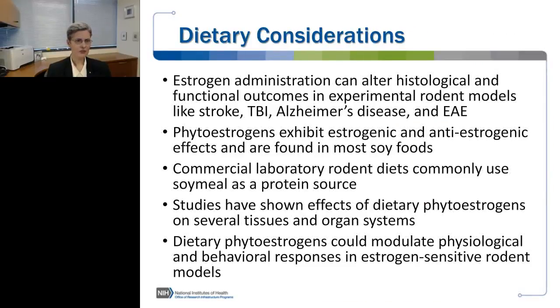Now I want to get to this issue of dietary considerations, and this has more to do with estrogen and estrogen-sensitive models. We know that estrogen administration can alter histological and functional outcomes in experimental rodent models like stroke, TBI, Alzheimer's disease, and EAE. Phytoestrogens, which can be in the diet, exhibit both estrogenic and anti-estrogenic effects and are found in most soy foods. And many of our commercial lab animal diets commonly use soy meal as a protein source.